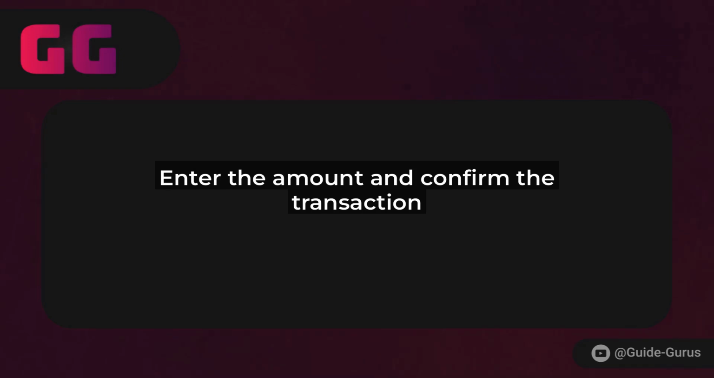A quick tip: always enable two-factor authentication on both platforms for extra security. If you run into issues, Crypto.com's support or community forums can be a big help.